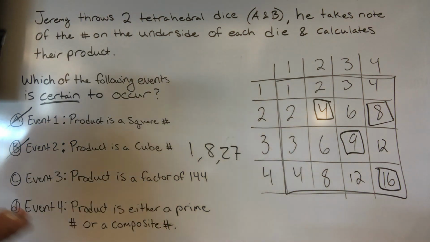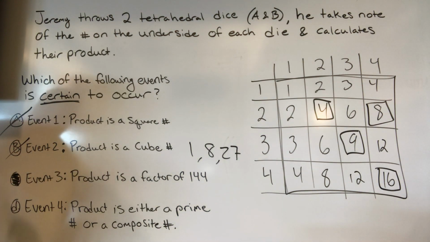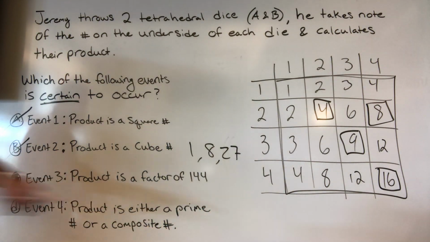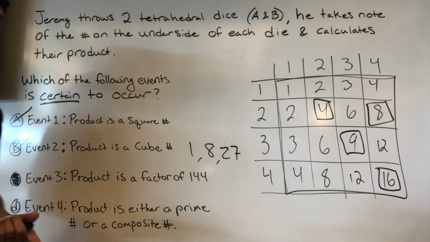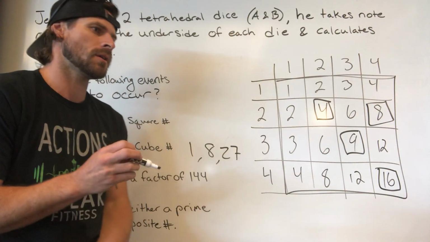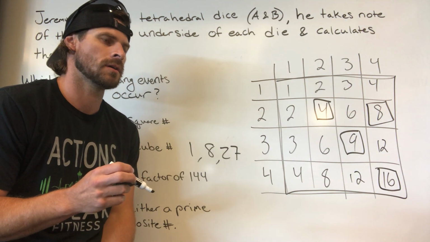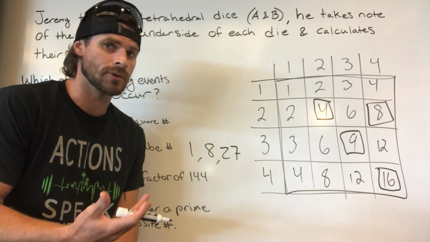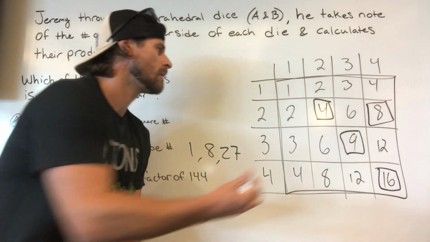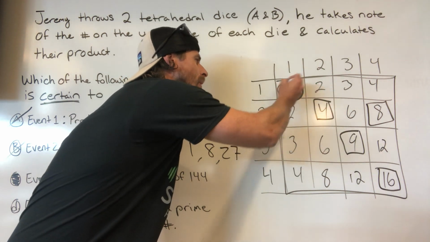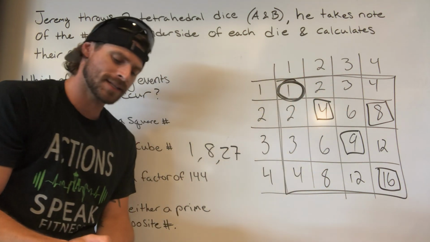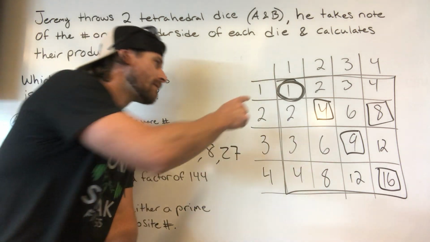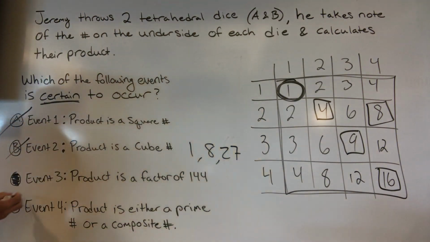So it's looking to me like C is the correct answer, but let's double check event 4 just to make sure. Here we go. Product is either a prime number or a composite number. My gut tells me that that's true too, right? It would be if that was not a possible outcome. 1 is not prime and it is not composite. It is neither. So because of that value of 1, D is also not correct.